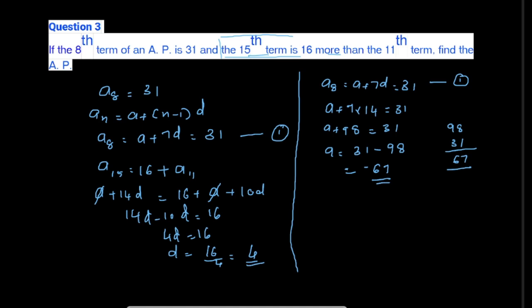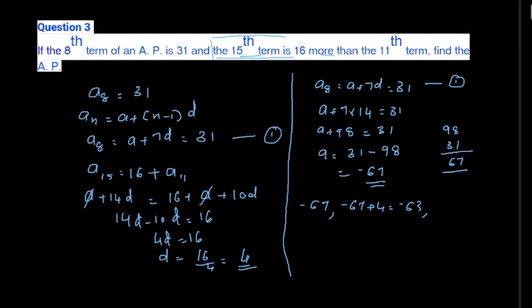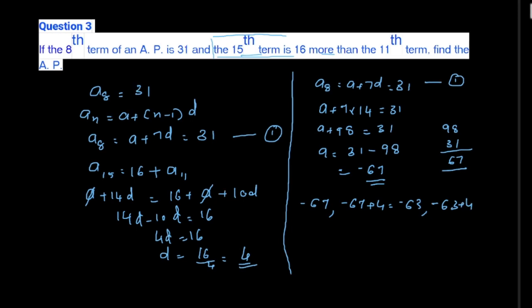Now we'll frame the AP. How to frame one AP? The first term is A. Then the second term will be A plus 4. The next term is obtained by adding 4 again.